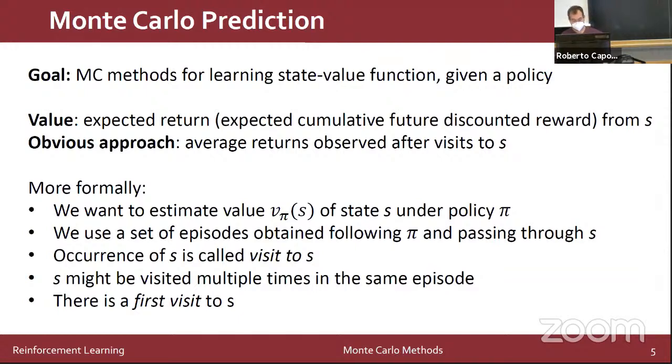Maybe a question that can arise: how is it possible that the agent visits the same state more than once? Very simple. If we go back to the previous example of the grid world, the agent goes up and it goes back down because it's following a random policy, then that's the second visit to the initial state.